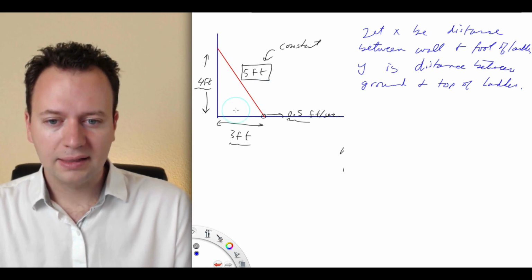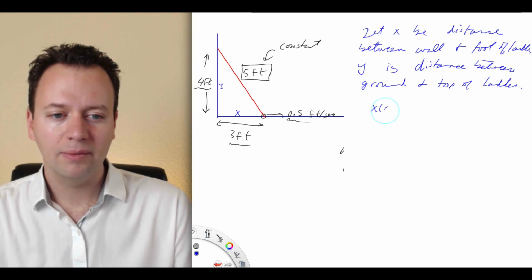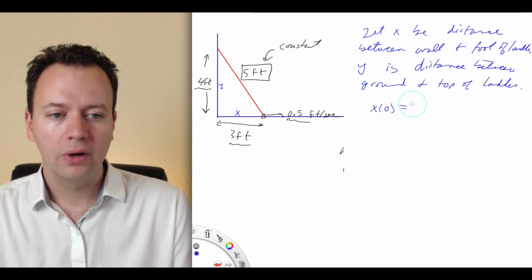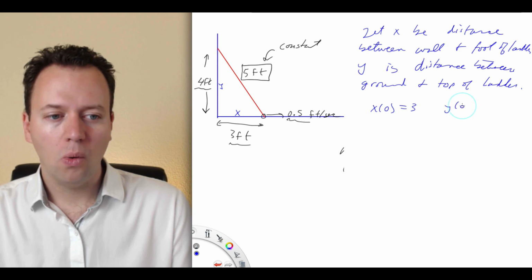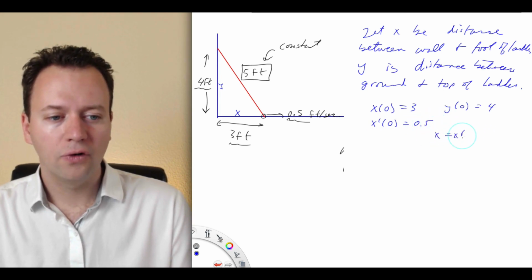So x is this length and y is this length. At this moment in time, let's call it time t equals 0, x of 0 is 3, y of 0 is 4, and x prime of 0 is 0.5. Now x and y are functions of time.